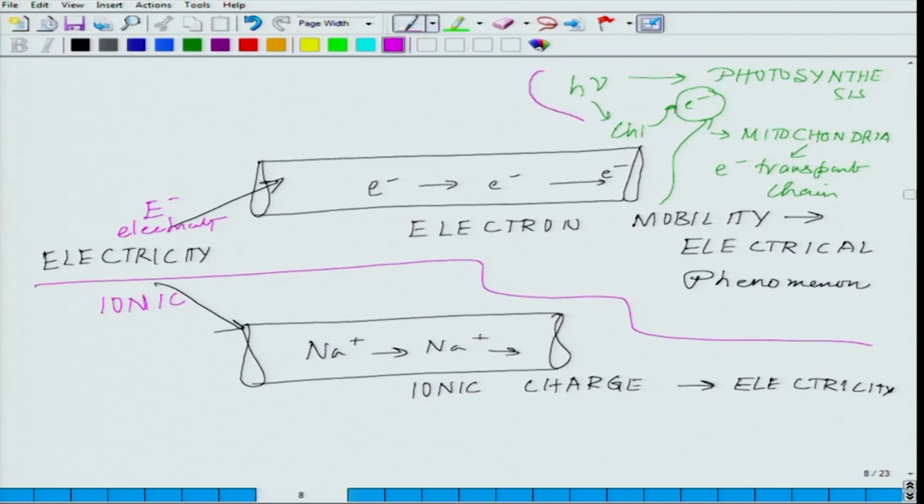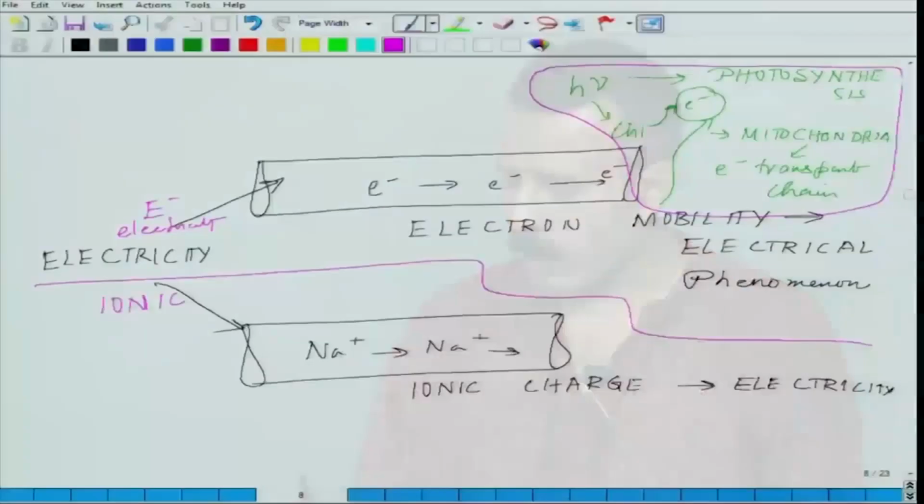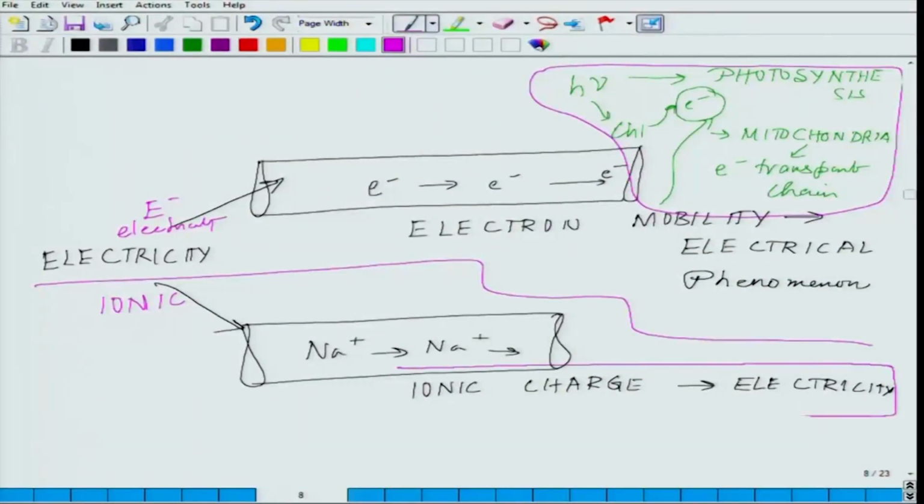So, these are the two examples, and many more such examples will come where we will see electron transport, and as we study all these things in photosynthetic biology, we will talk about it. Apart from it, we are talking about ionic charge electricity out here.